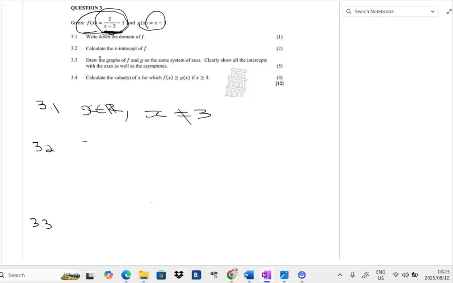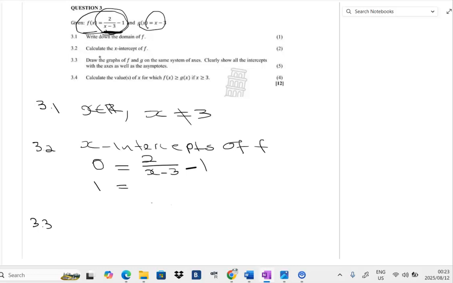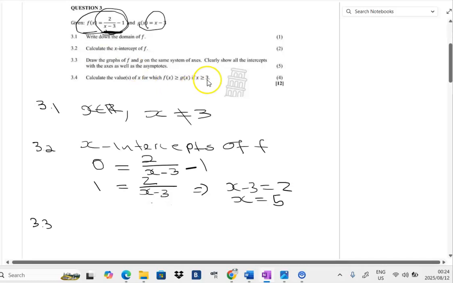Now they say calculate the x-intercept of f. How do you calculate the x-intercept? You calculate the x-intercept by letting y be equal to 0. So you're going to have 0 is equal to 2 over x minus 3, minus 1. Okay, you're going to have 1 equal to 2 over x minus 3. This is going to give us x minus 3 is equal to 2, x is equal to 5. So x equals 5 is our x-intercept.